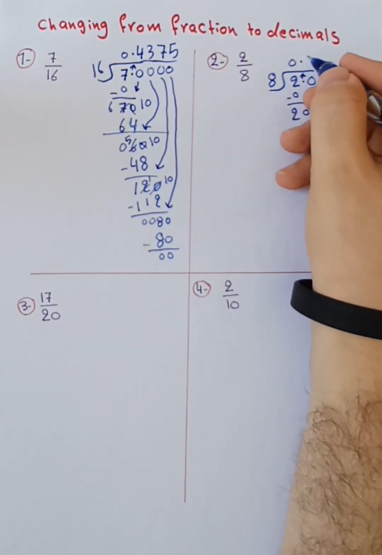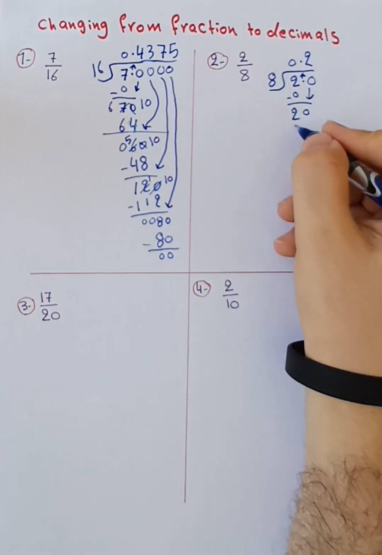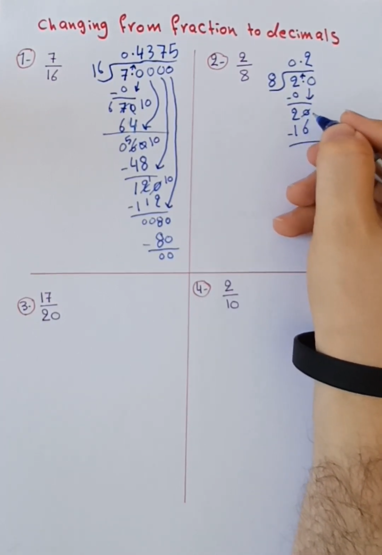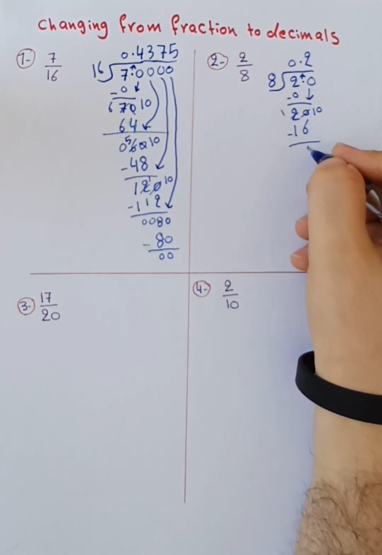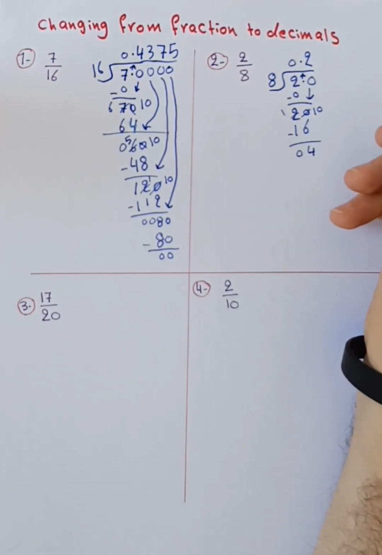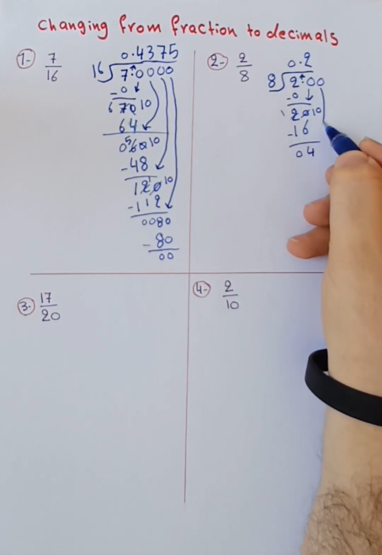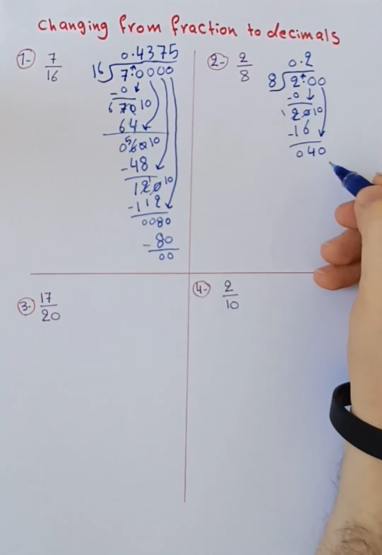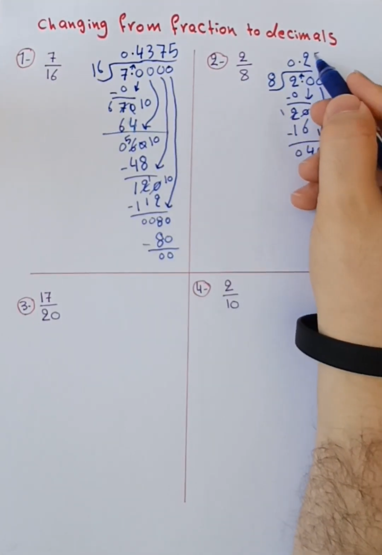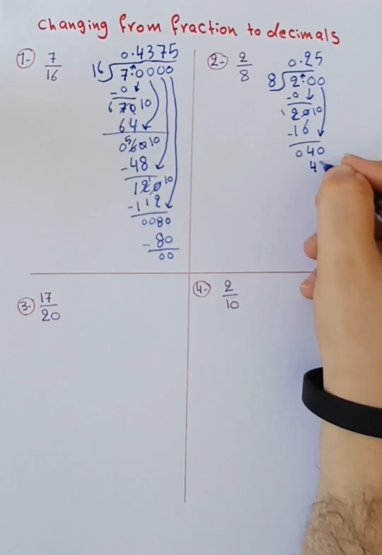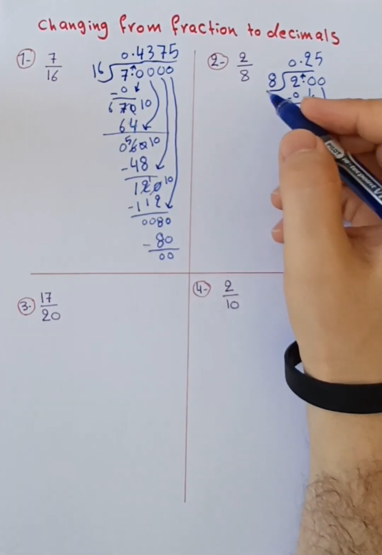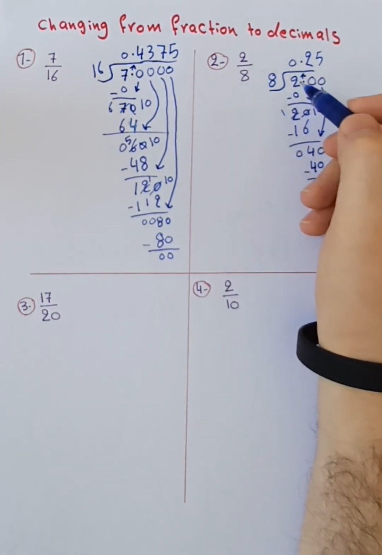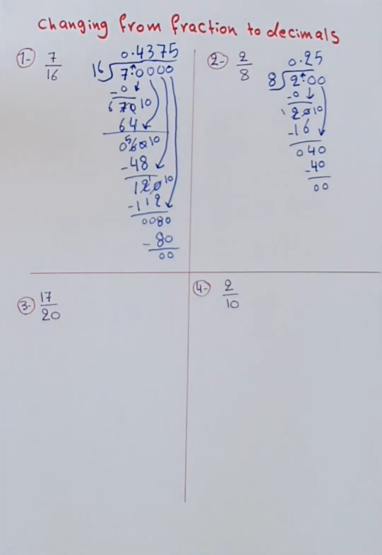20 divided by 8 is 2. 2 times 8 is 16. We have to break apart 2 to become 1 and 0 become 10. 10 minus 6 is 4. 1 minus 1 is 0. We have to write another 0 and bring down it, 40. 40 divided by 8 is 5. 5 times 8 is 40. 40 minus 40 is 0. So the decimal form for 2 out of 8 is 0.25.